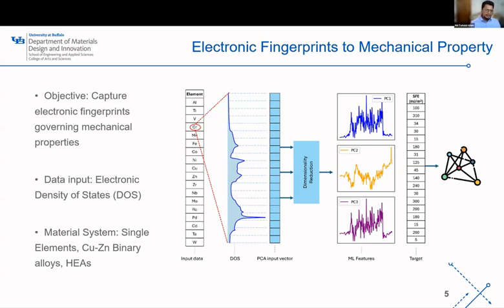In the methodology, as you can see, we start with a data set that has density of states of single elements. We applied dimensionality reduction techniques, for example, principal component analysis or UMAP, and reduced the dimensionality of the density of states into a two-dimensional or three-dimensional feature space. Then we use machine learning to learn how these features correlate with stacking fault energy.